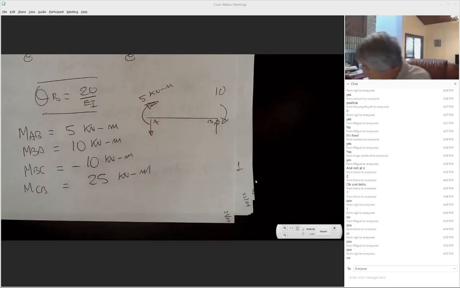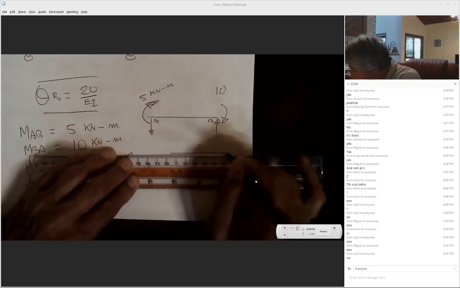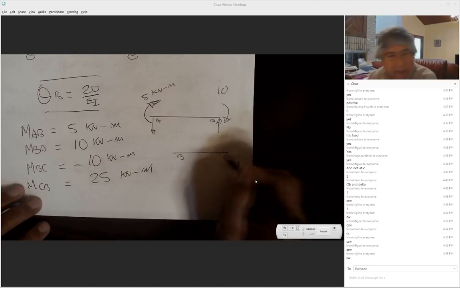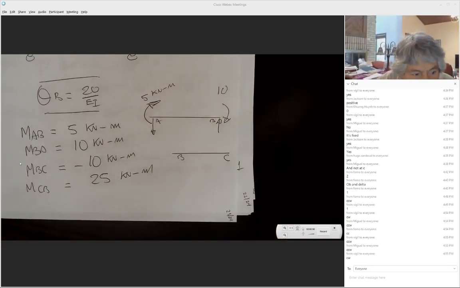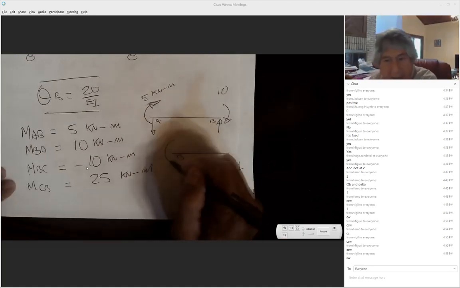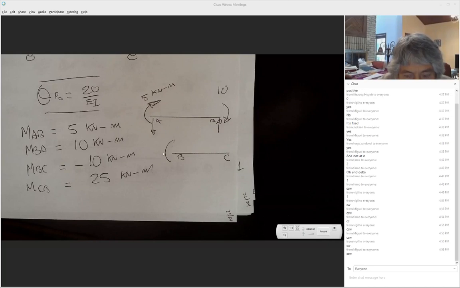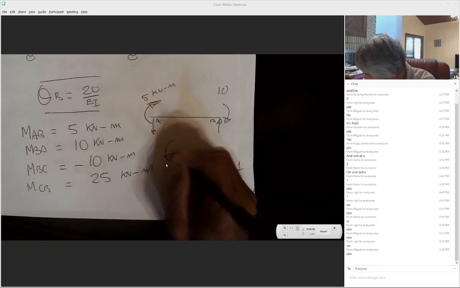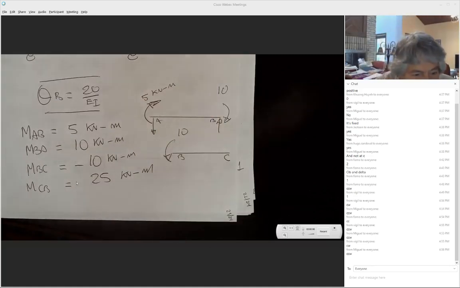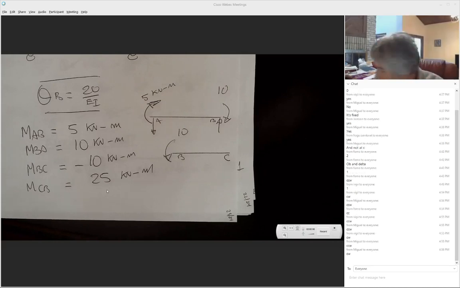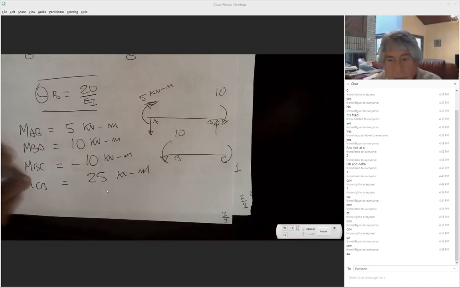And I'm going to interpret the next moment. B and C, that is my span. MBC came as minus. So what is the direction? And this is minus. What is the direction here? Counter. And MCB came as positive 25. What is the direction? What direction? Go.